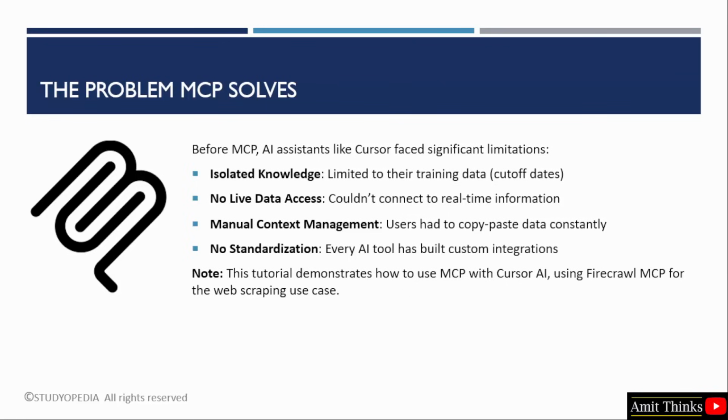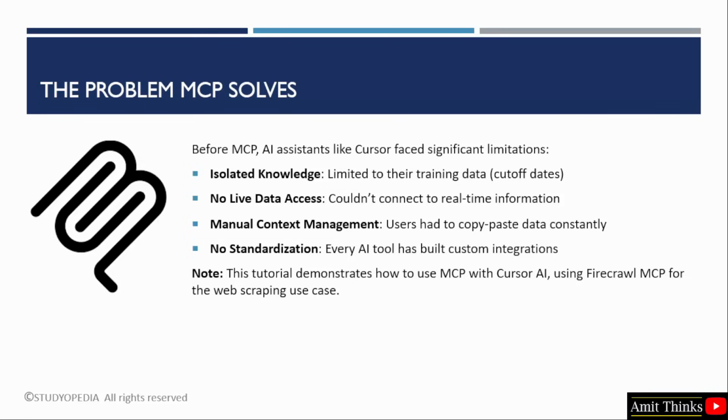Now let us see what is the problem MCP solves. AI assistants before MCP such as Cursor were powerful but constrained by several critical gaps. That is, fragmented knowledge, bound to static training data with cutoff dates, unable to evolve with new information. No real-time access, disconnected from live data sources, leaving users without up-to-date insights.